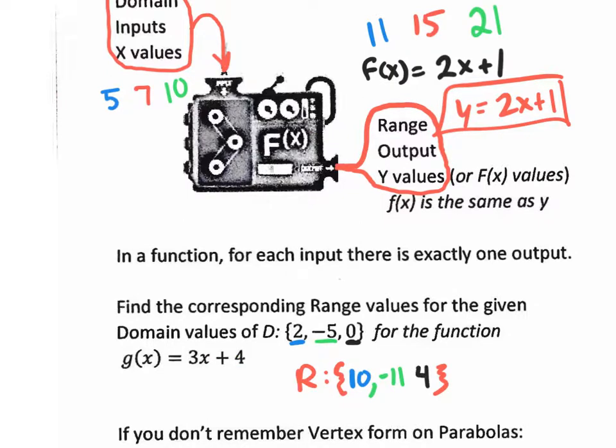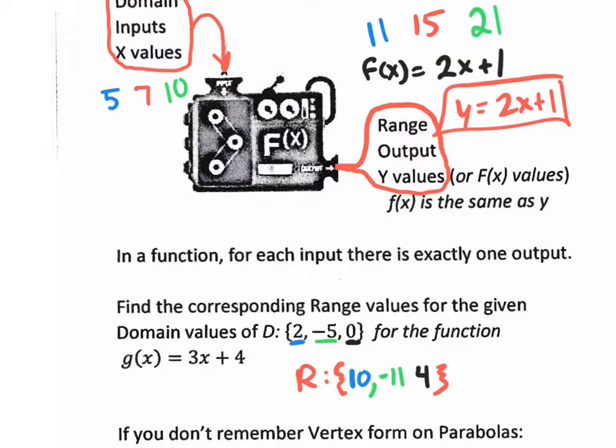Now, believe it or not, the 2 corresponds to the 10, so this is like your x value and your y value. That's an actual coordinate of this graph if you were to graph this equation. So 2, 10 is a coordinate, negative 5, negative 11 is a coordinate, 0, 4 is a coordinate. But anyway, this is the answer. We found the corresponding range values for the given domain values. We found the corresponding outputs for the given inputs. We found the corresponding y values for the given x values.